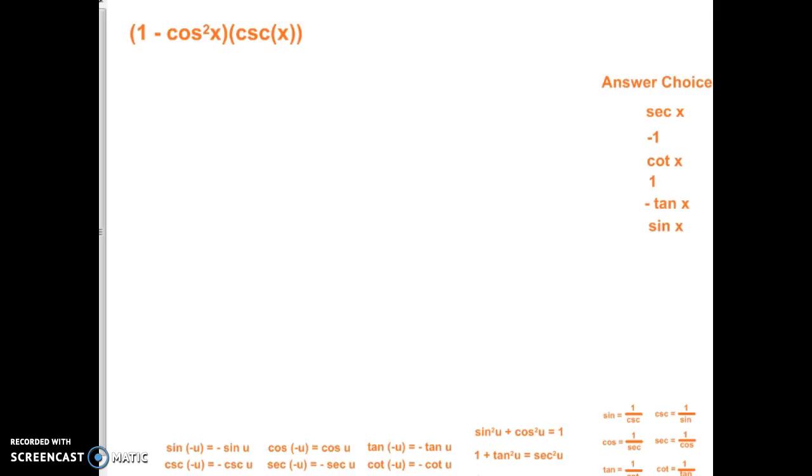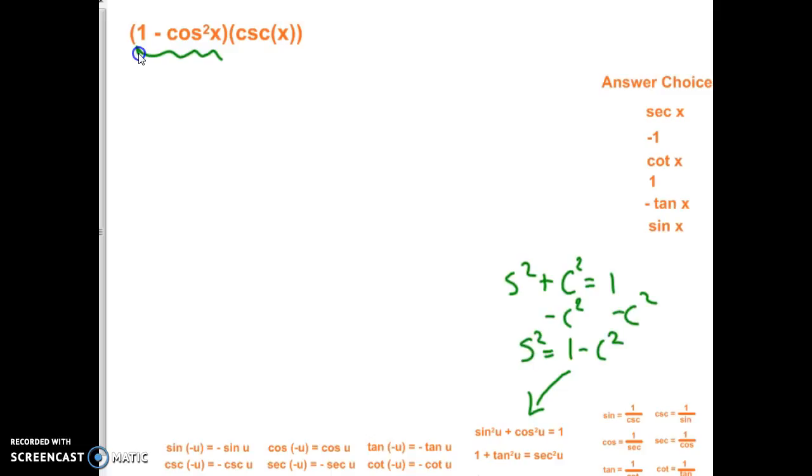Here's another example. If you look down at the bottom of your page, this should scream to you Pythag identity. If it doesn't now, it eventually will. Here is my Pythag identity. I'm going to rewrite that so that I can isolate 1 minus cosine squared. So I'm going to do sine squared plus cosine squared equals 1. I'll subtract cosine squared from both sides. Sine squared equals 1 minus cosine squared.